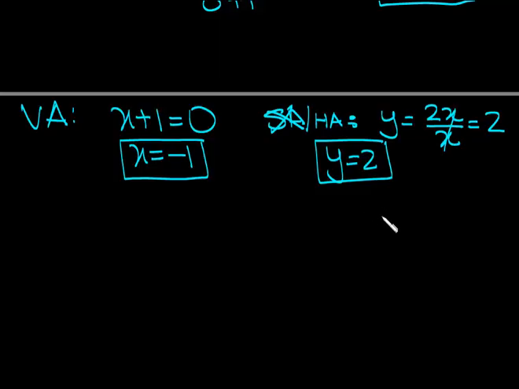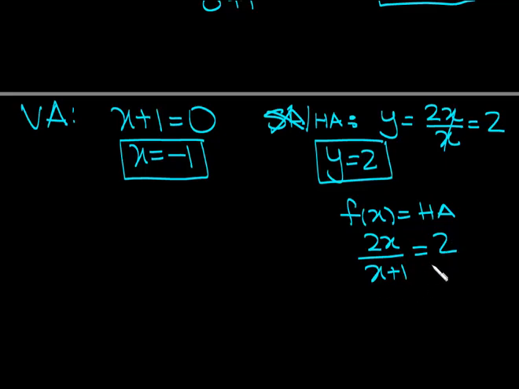And right away we should check to see if it crosses it. So you take your function, set it equal to the horizontal asymptote, so we get 2x divided by x plus 1 is equal to 2. Cross multiply. So we get 2x is equal to 2x plus 2. These cancel. So we get 0 is equal to 2. Is 0 equal to 2? No. So that tells me it does not cross.